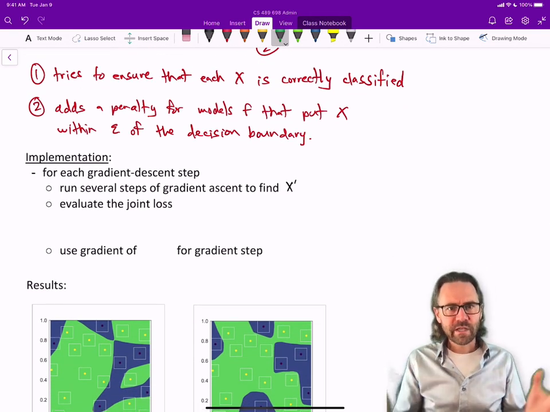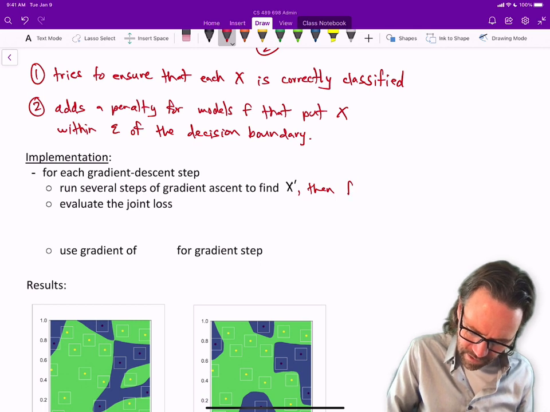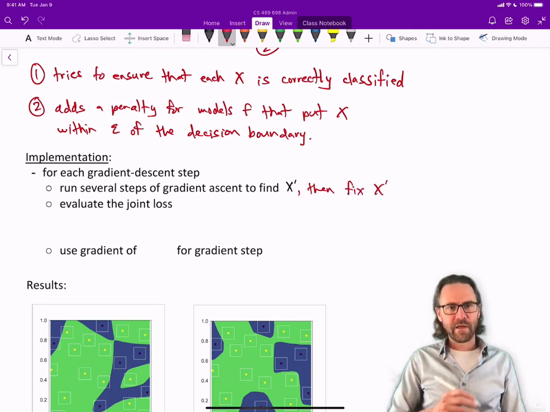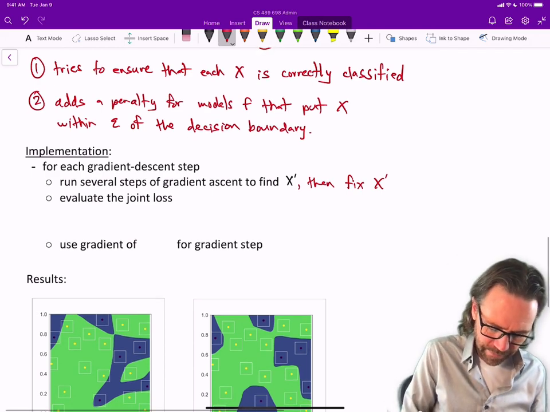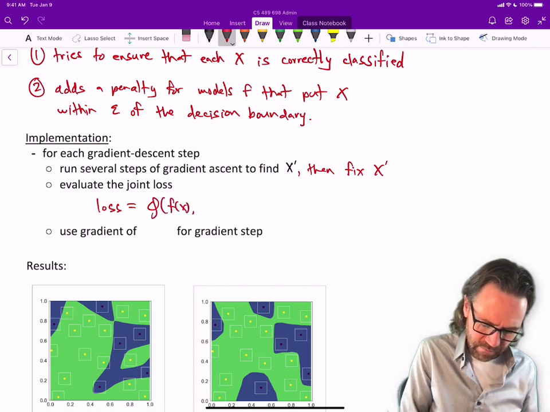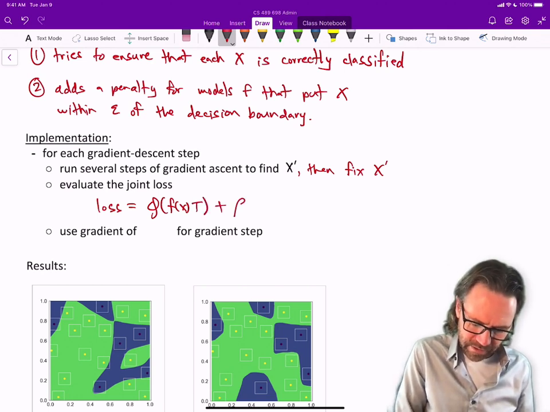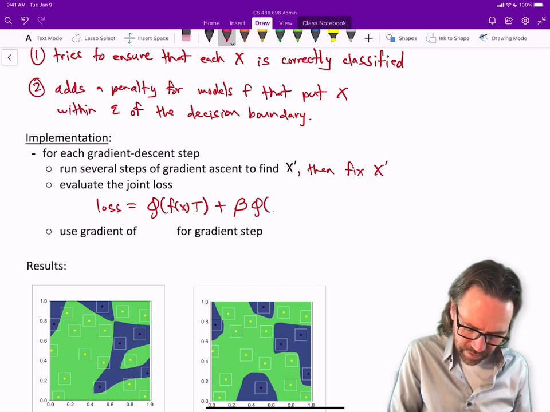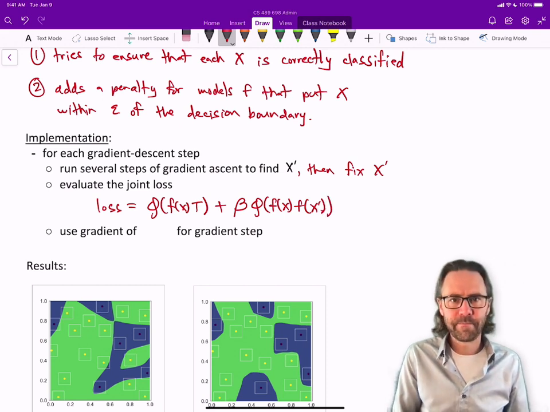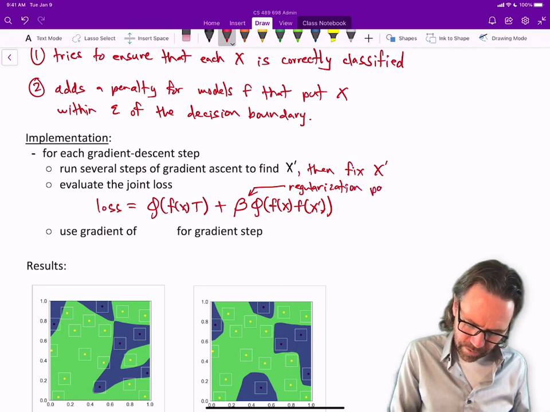Okay, so we run several steps of gradient descent to find x primed, then we fix it. Then we fix x primed, and then we evaluate the joint loss. So the loss is phi of f of x, t, right? That's the classification, plus some regularization parameter times this adversarial part, f of x times f of adversarial x. So this is a regularization parameter.